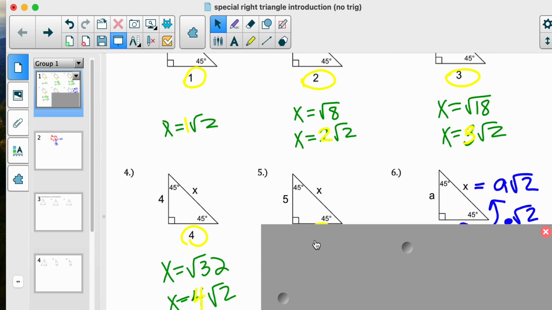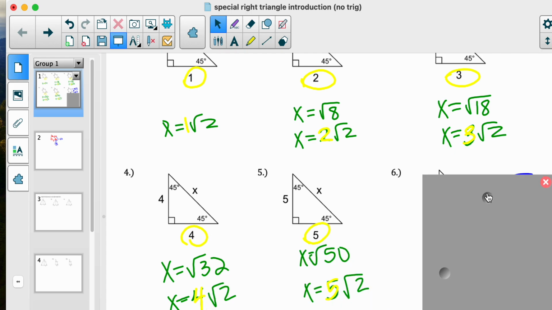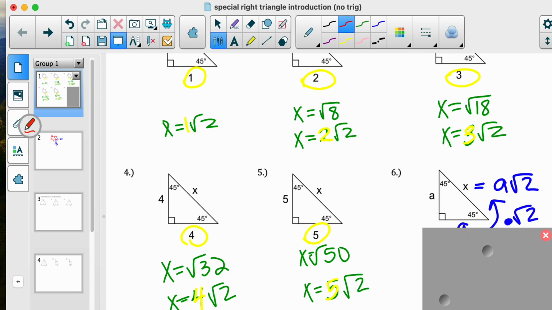Square root of 32 is reducing to 4 square root of 2. And 5 was reducing to 5 square root of 2 when we use our ladder method. So some of you could then maybe just look at it and say, what does 6 need to end up as? The side length is a. So to go from the leg to the hypotenuse, every single time it was what? Times square root of 2.